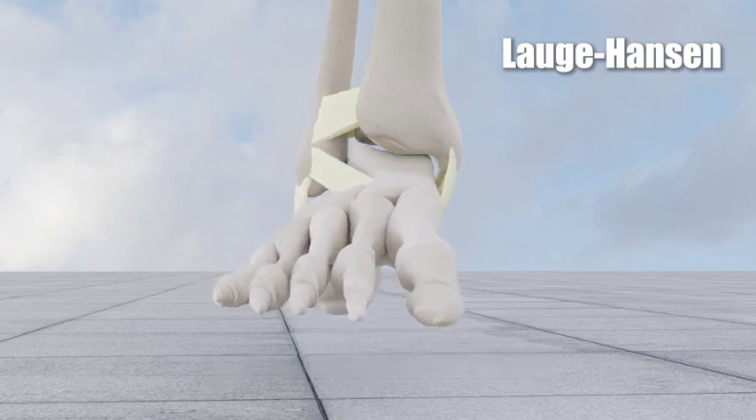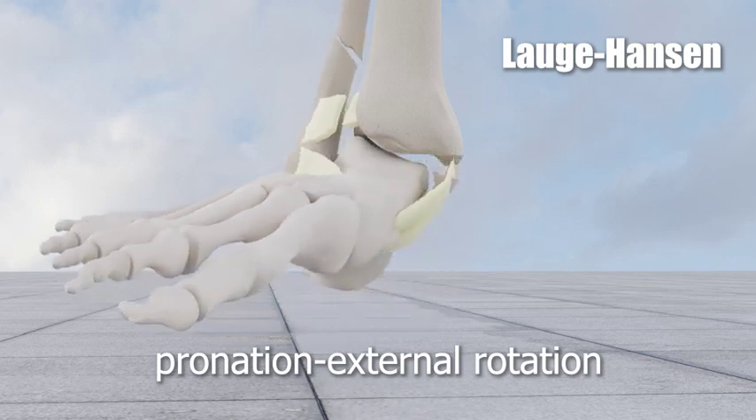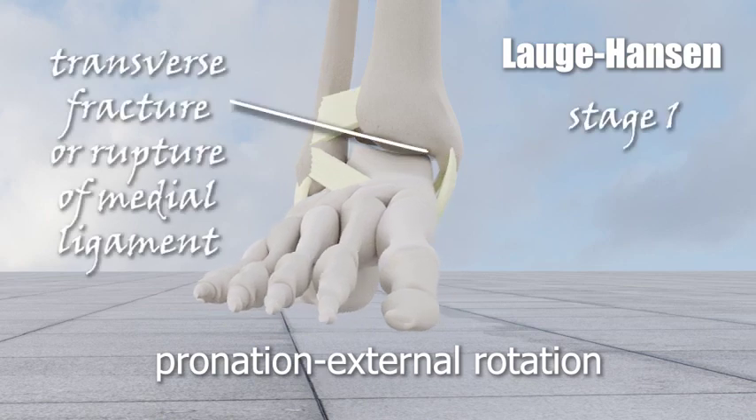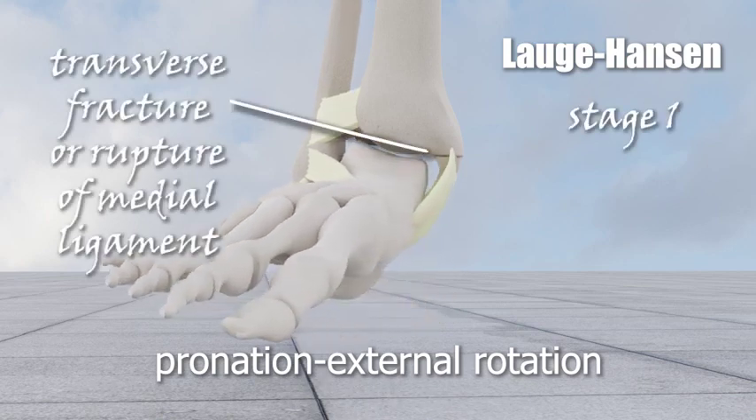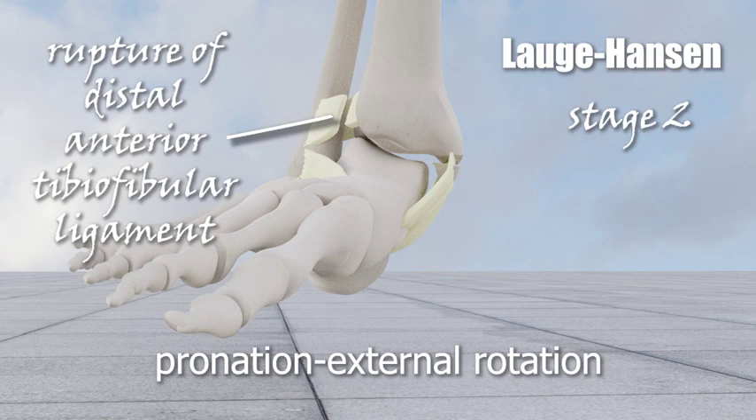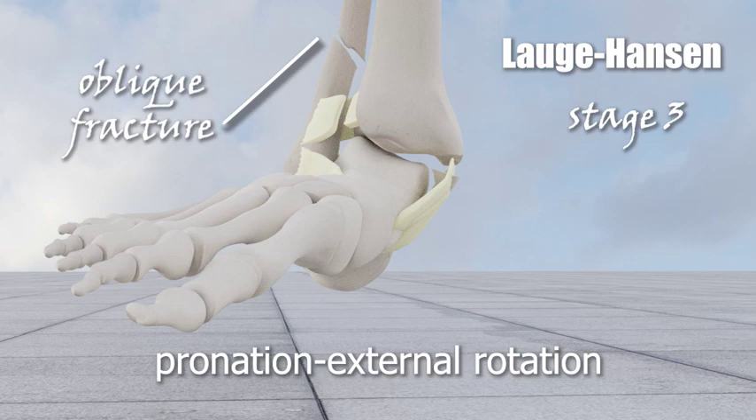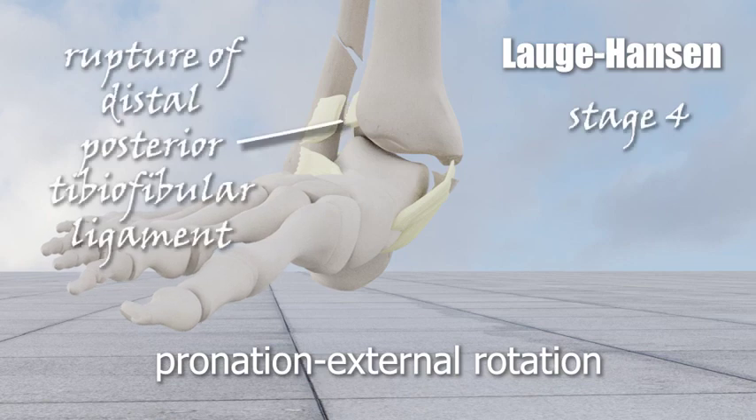Pronation external rotation injuries occur when the ankle is twisted outward and an externally rotating force is applied. At stage 1, the medial ligament pulls at the medial malleolus until it ruptures or a transverse fracture of the medial malleolus occurs. If the fracture progresses to stage 2, the anterior tibiofibular ligament, the anterior portion of the syndesmosis, is torn, resulting in widening of the ankle mortise. At stage 3, an oblique or spiral fracture occurs above the level of the syndesmosis. At stage 4, the posterior tibiofibular ligament, the remaining portion of the syndesmosis, is torn.